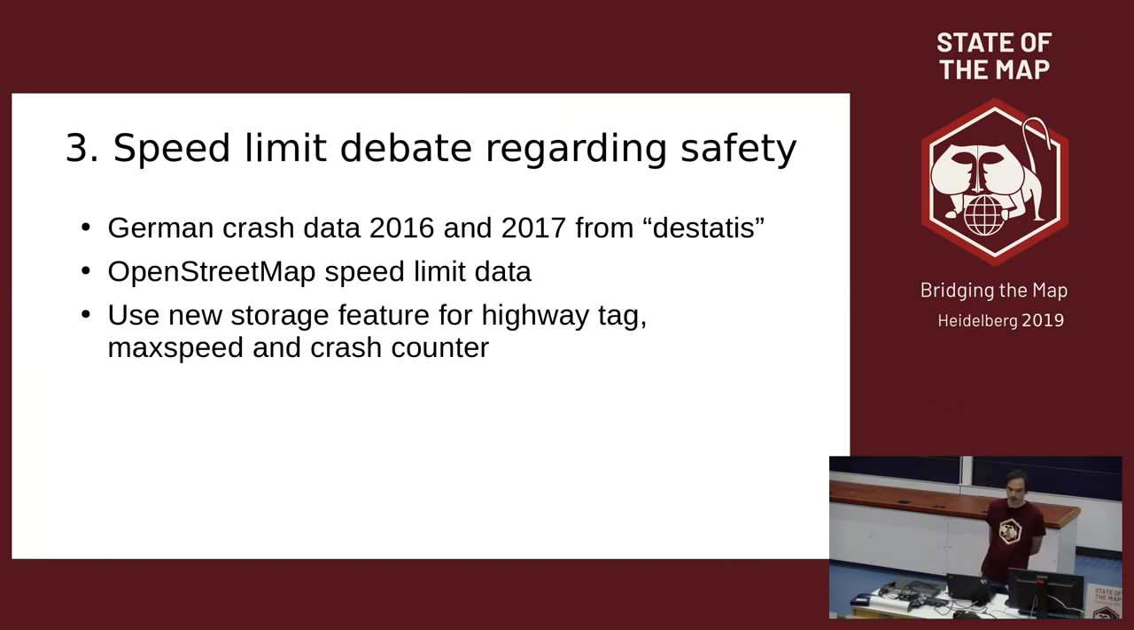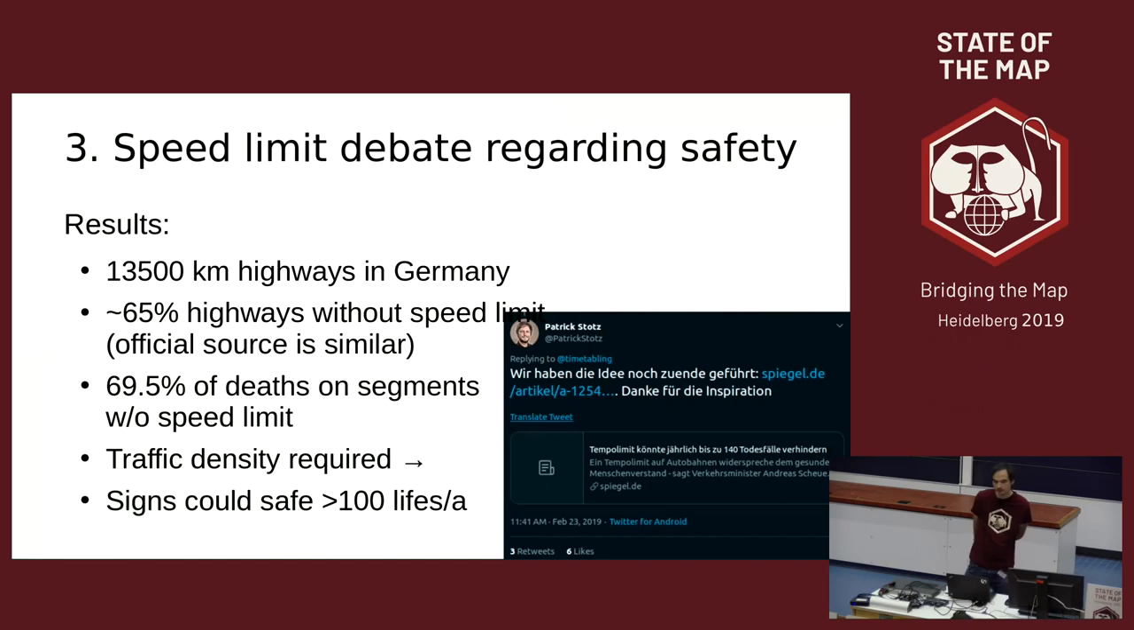And of course, OpenStreetMap has speed limit data, and now with the new storage feature in GraphHopper, we can save the highway tags, maximum speed, and also feed the crash data into GraphHopper. And with all of this, I was able to come close to some results.